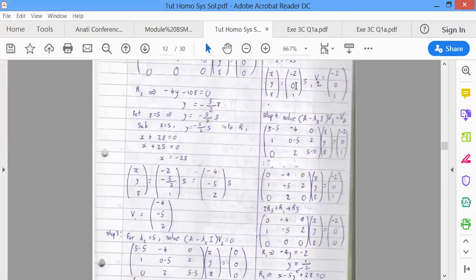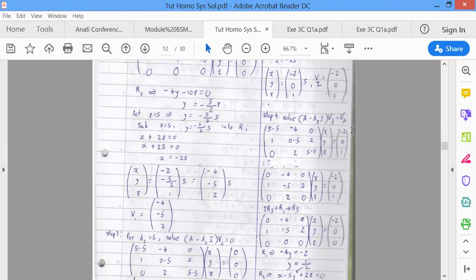So z is what? y is 0. Then z is 1s, x will get negative 2s. So v2 is negative 2, 0, 1. Okay, the third eigenvalue, lambda 3, is actually repeated. Repeated eigenvalue. When you solve, (A minus lambda 3 I) v3 equal to v2.